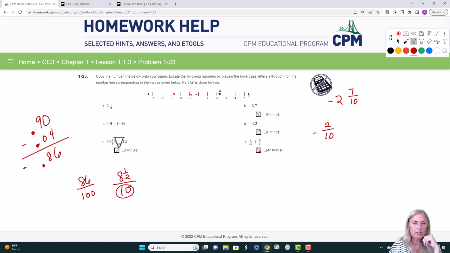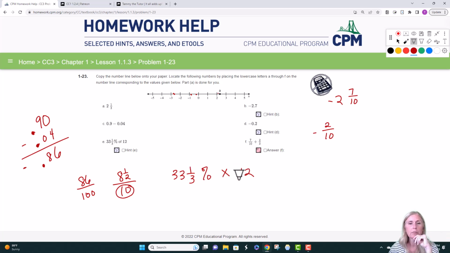33 1/3% of 12. Ooh, there's a lot of things going on in this one. First of all, if no one has ever made this clear to you, in math, every time you see the word of, guys, all that means is multiply. Every single time, I promise. So I could rewrite this as 33 1/3% times 12. Okay, that makes a big difference right there, right? Are you feeling better about this?